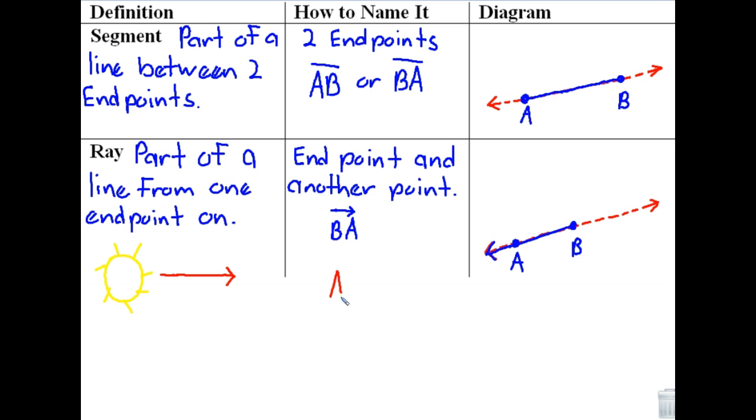I cannot say that this is ray AB. Don't do that. Ray AB would be something else. That would be the ray starting at A, running through B in the other direction. So different ray.